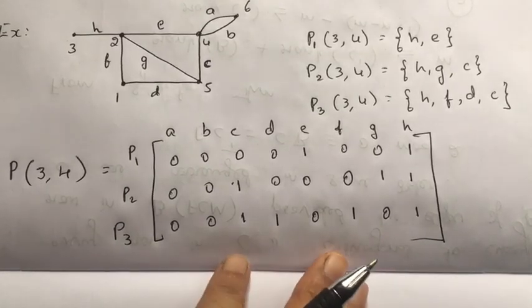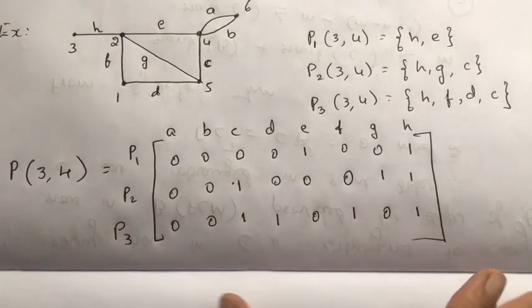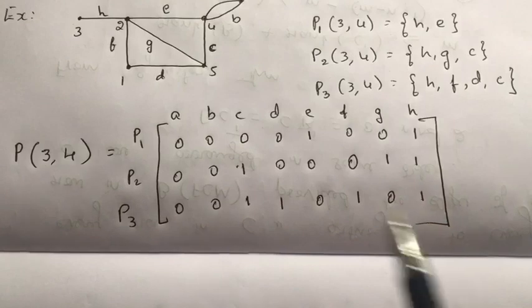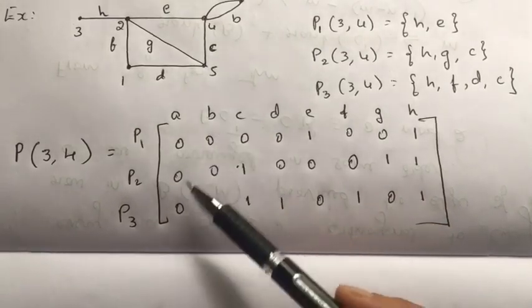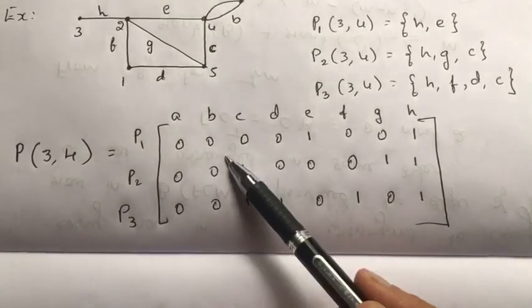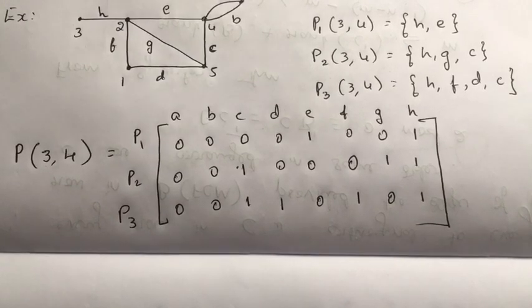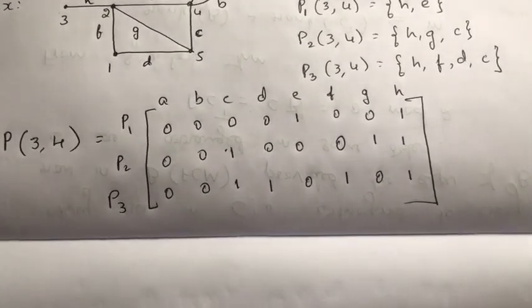And of course there is no row with all the entries equal to 0. That is not possible to have. And ring sum of any two rows of path matrix corresponds to a circuit or edge disjoint union of circuits.